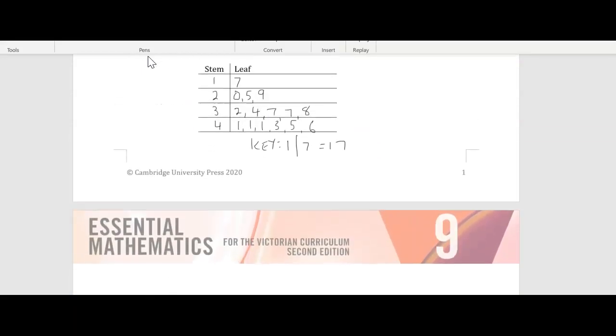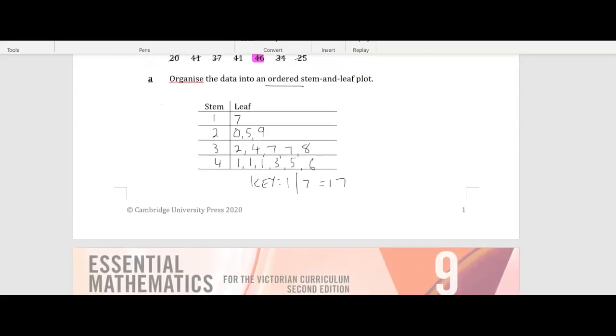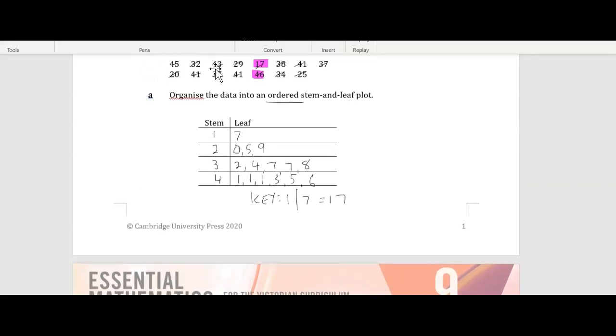Okay, find the median. So how many values do we have? So we've got 1, 2, 3, 4, 5, 6, 7, 8, 9, 10, 11, 12, 13, 14, 15. So with 15, my median is going to be the 8th value, but if you want to cross them off like I've shown you before, so if you wanted to cross them off at either end like that, you can, but it's also going to be the 8th value.